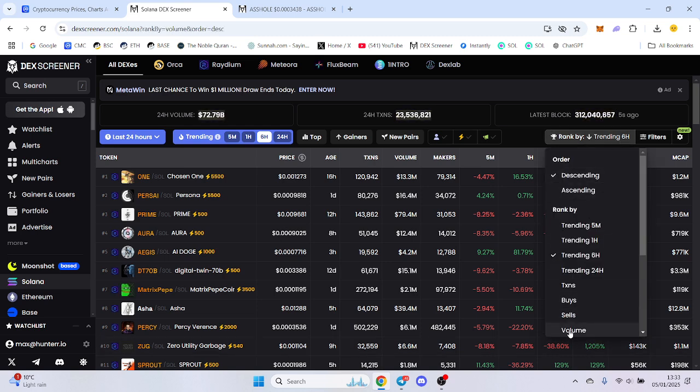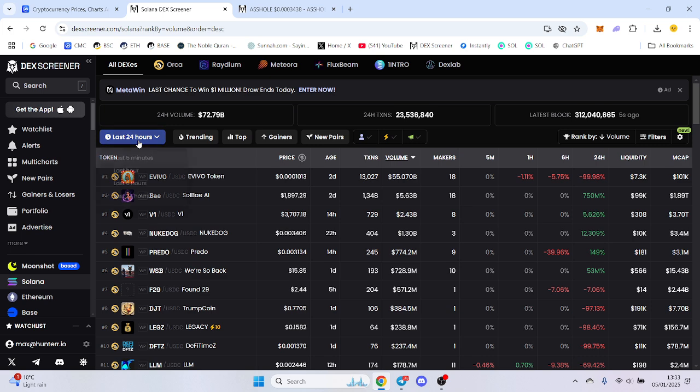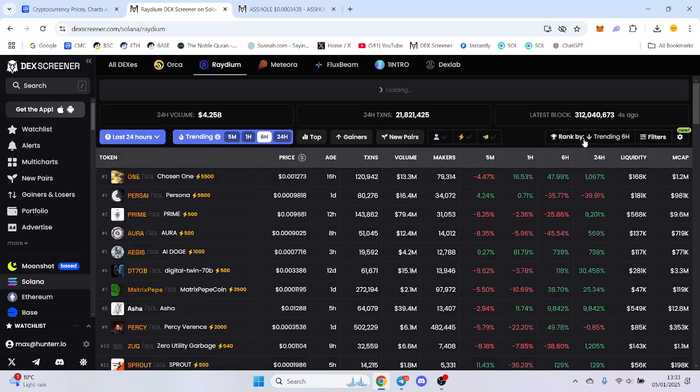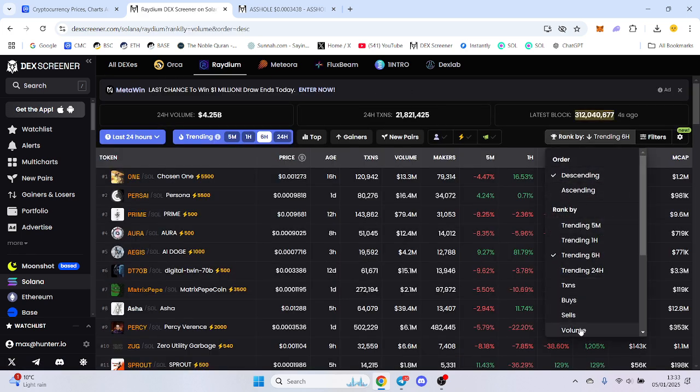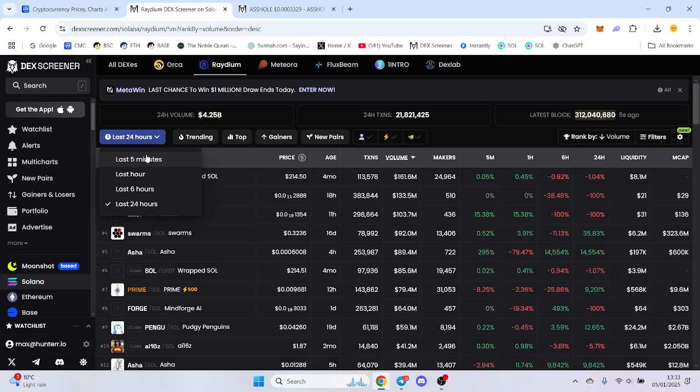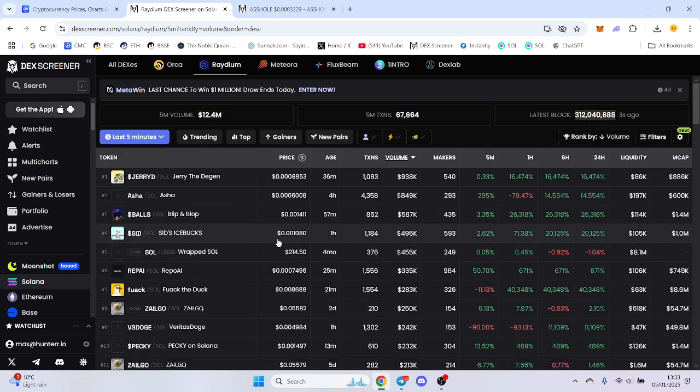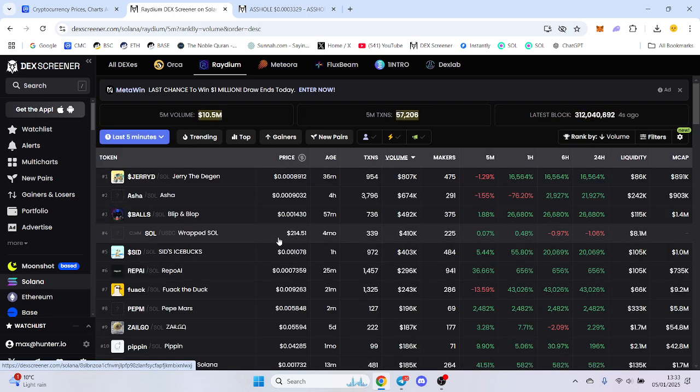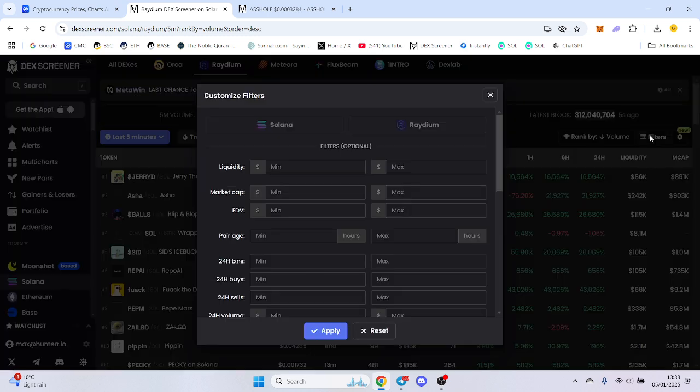I tend to use the volume filter, and I tend to go into Raydium, click volume. And then what we want is the 5 minute, because you can have the 24 hour just to see what's happening in the day. But really and truly, what we want is the volume tab. And these will probably pick you up some good tokens.